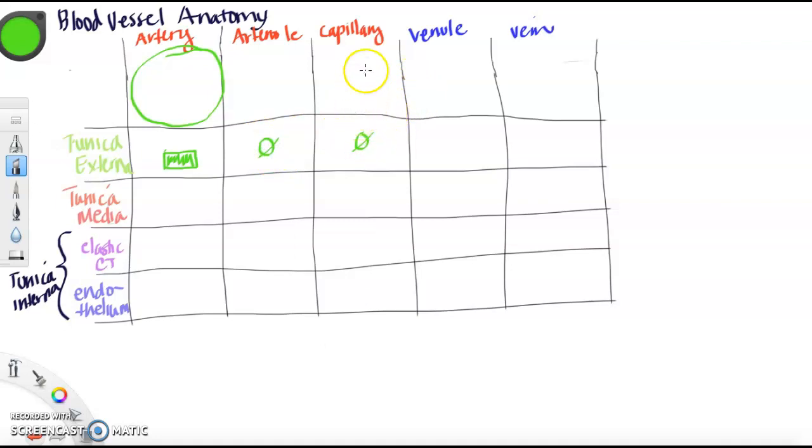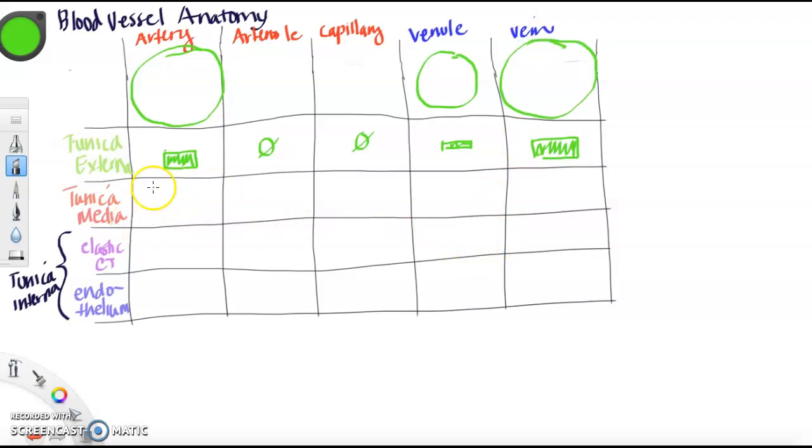Venules have it a little bit. So we'll go ahead and put just a small amount for venules here. Veins have it about as much as arteries do. So veins have that as well.